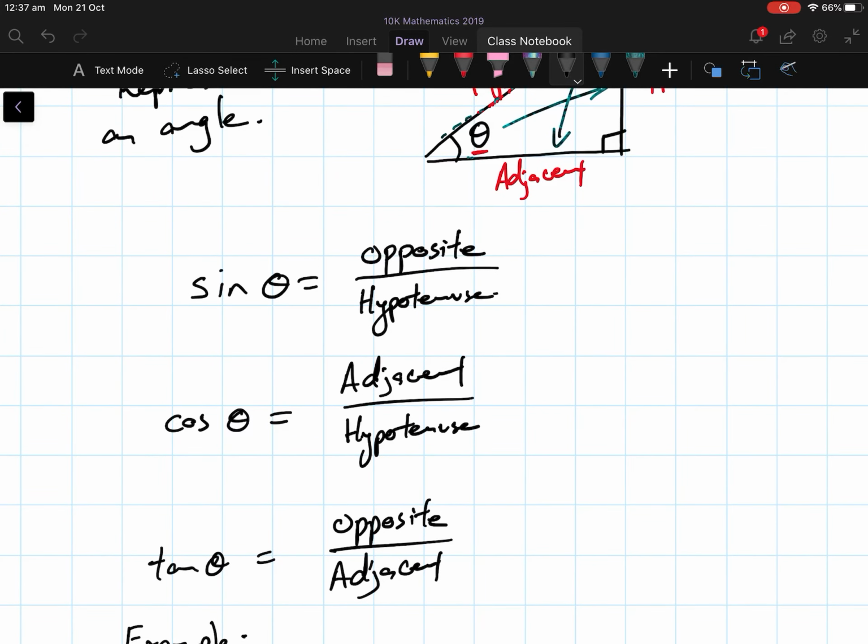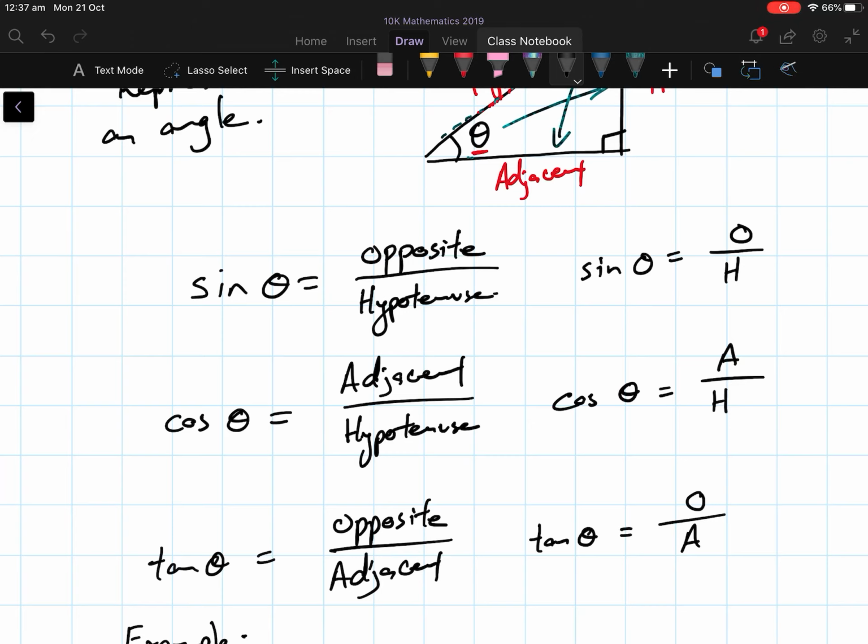Sine theta is equal to, and that's just a value, opposite over the hypotenuse, sometimes referred to as sine theta equals O over H. Cos theta is equal to A over H, the length of the adjacent side over the hypotenuse length. And then the tan theta ratio is equal to the opposite side over the adjacent side. SOHCAHTOA is what you sometimes hear. You may have looked at that.